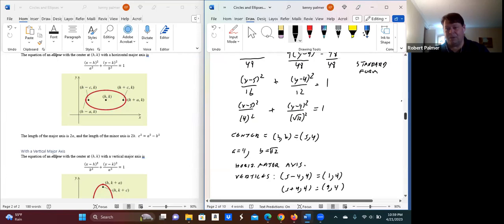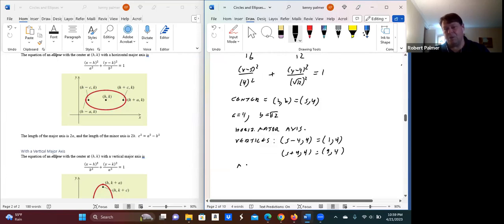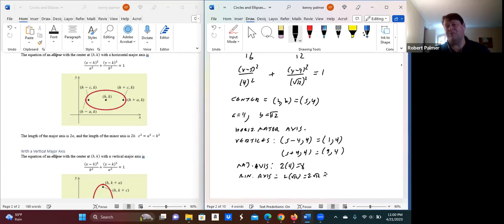Now, the major axis is going to have a length of 2 times A, or 2 times 4, which is 8. The minor axis has a length of 2 times B, which is 2 times the square root of 12. Let's approximate that. I'll just use Desmos, so I have my calculator with me handy.